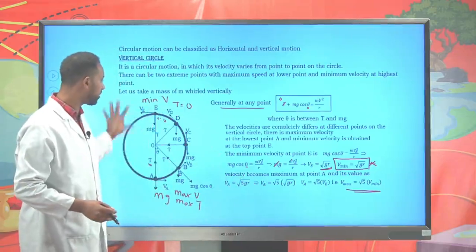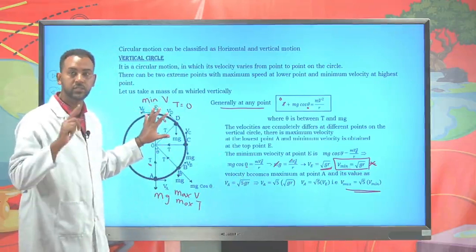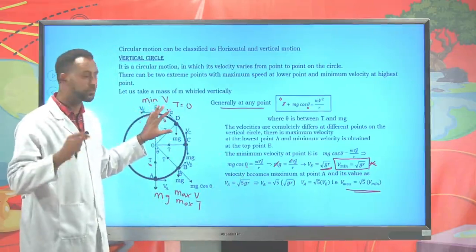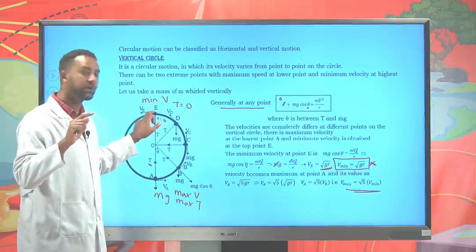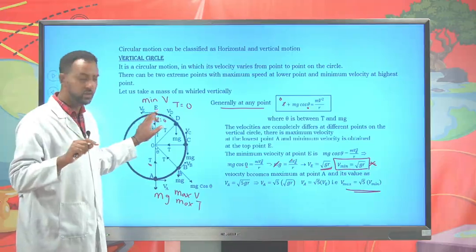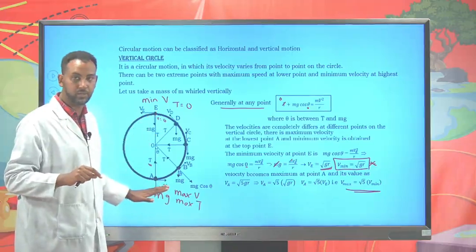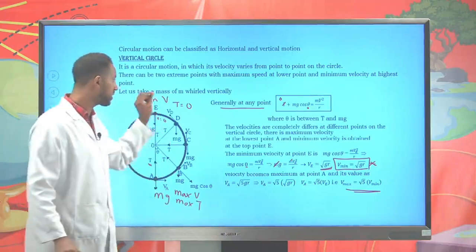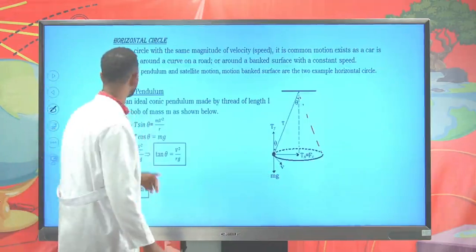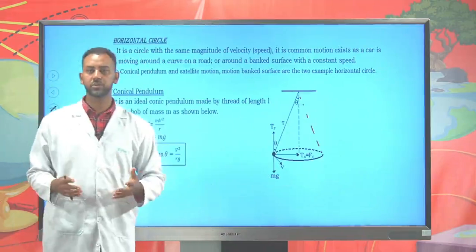So the main point about the vertical circle is that the velocity changes both in magnitude and direction. We can find the minimum velocity at the top. The tension at the top is zero, and we can have the maximum velocity at the bottom. The tension is maximum at the bottom. These are the key points about the vertical circle. Now let's try to see the horizontal circle.